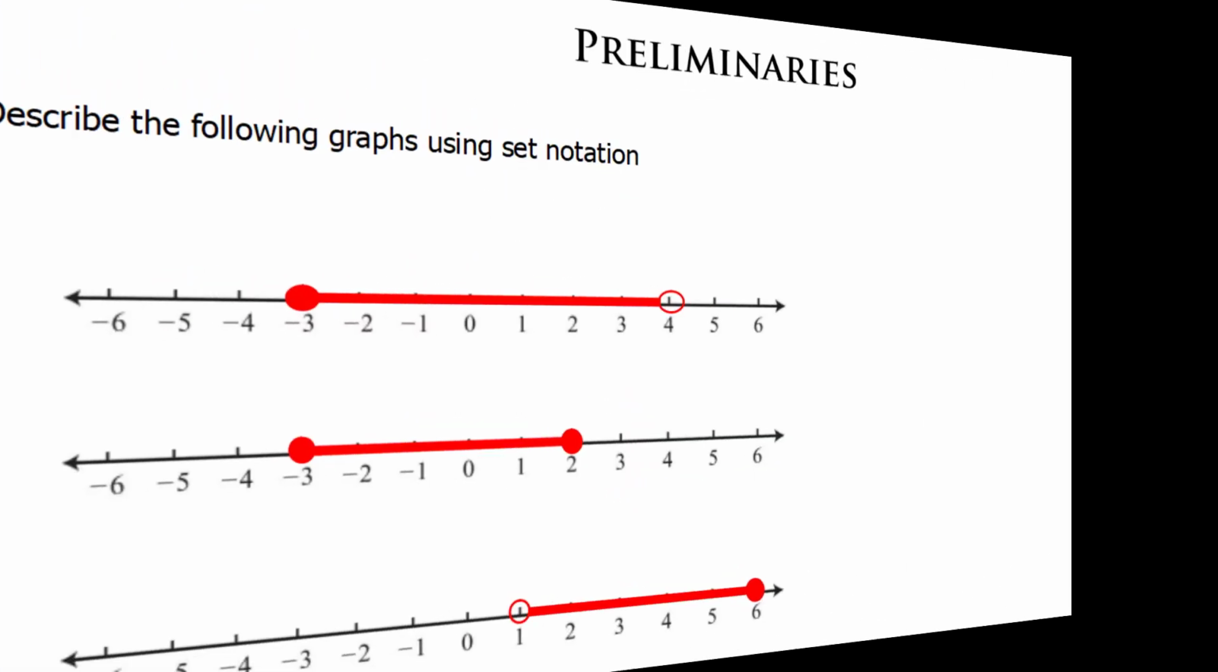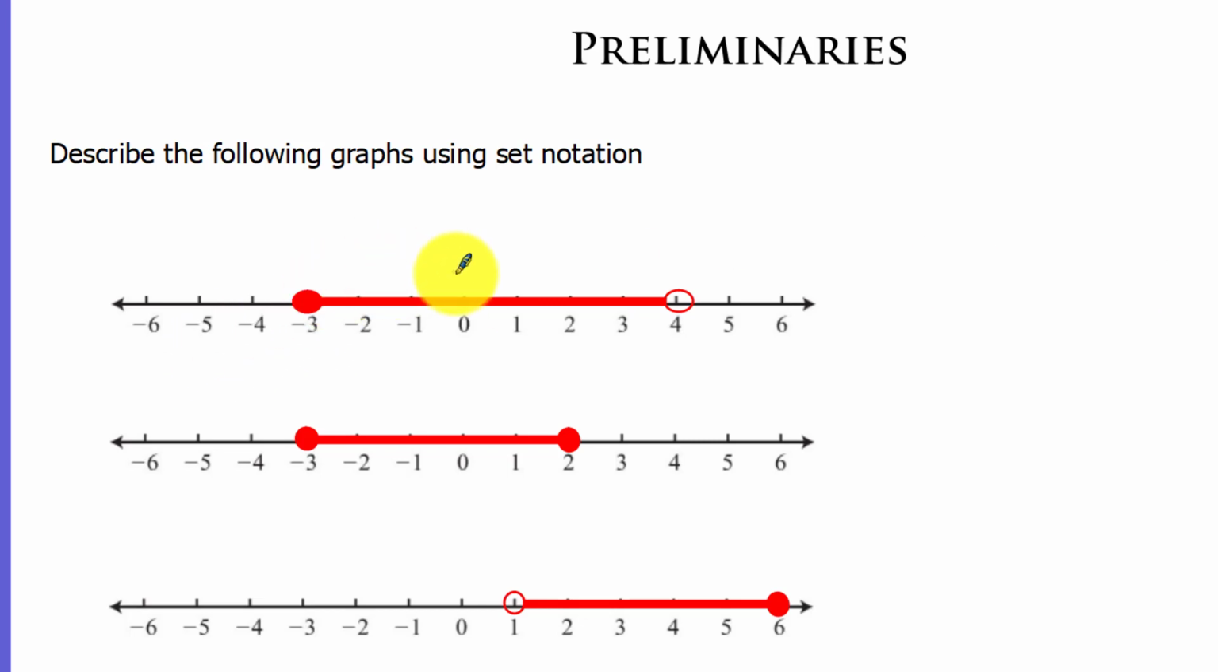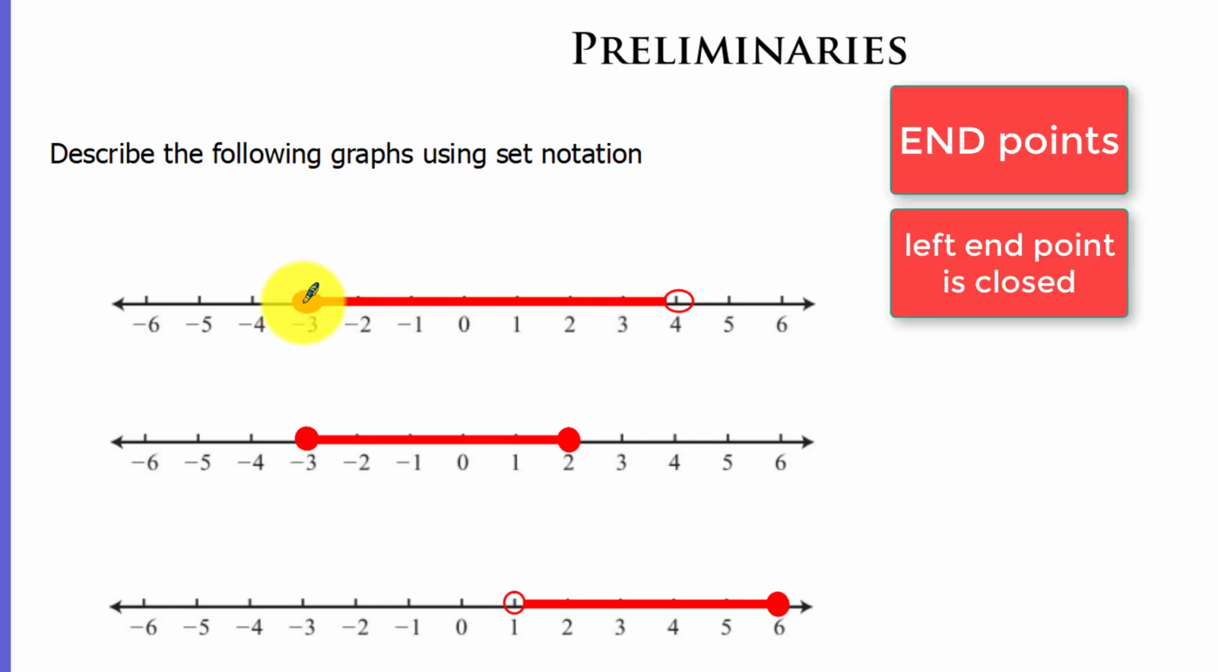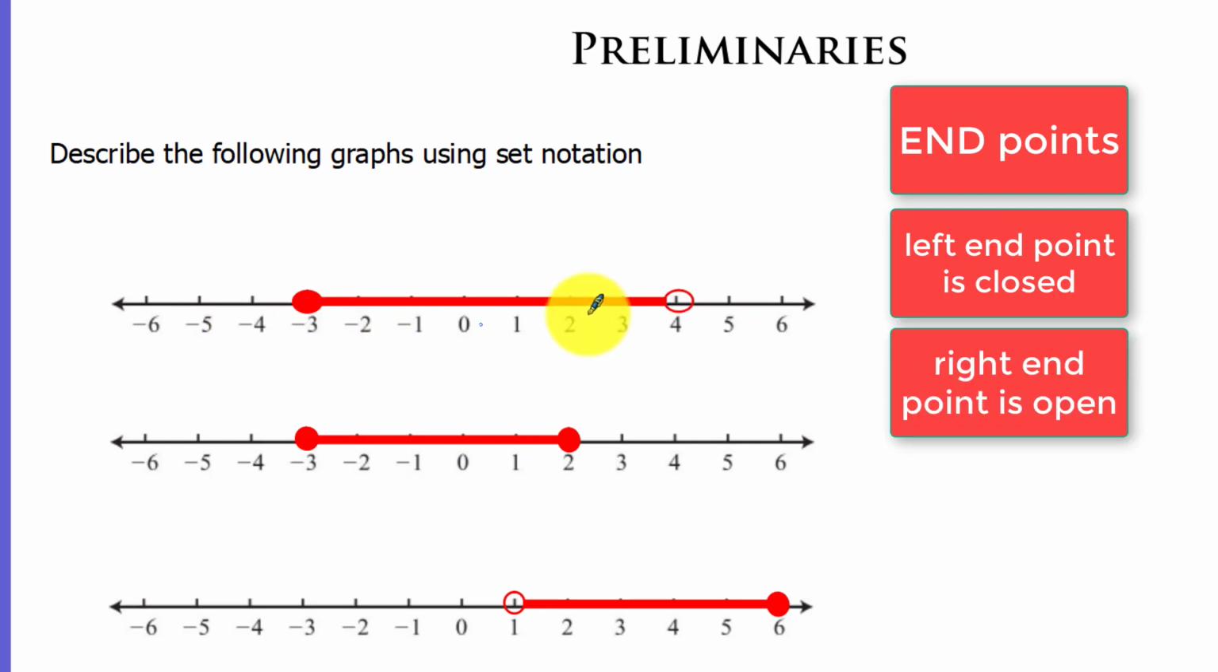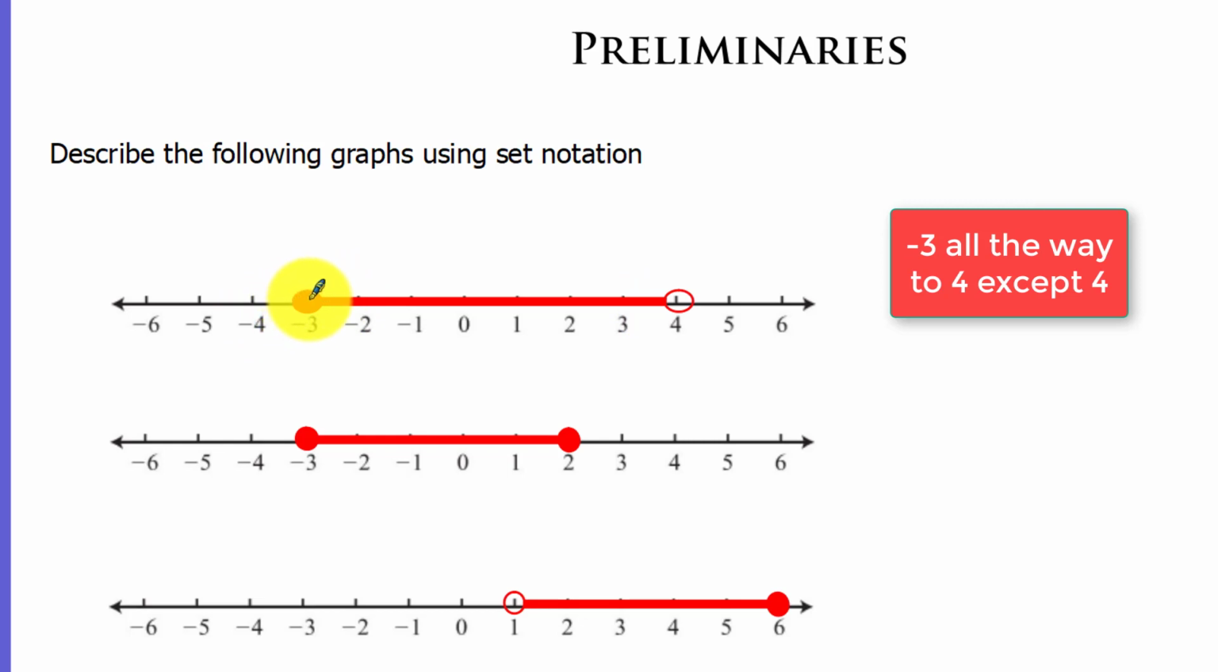Now what if I have this solution set? How are we going to describe the values here? Now pay attention again to the endpoints. This one is a closed circle and this one is an open circle. So the solution set here is actually all numbers from -3 all the way to 4. -3 is included, but 4 is not included, and all the points in between these two numbers.